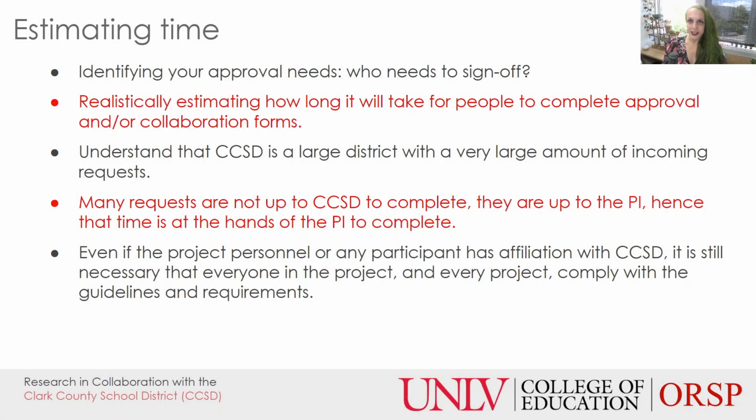These are a few tips that can help us estimate how much time it will take for us to complete the entirety of the process. A first point is to identify our approval needs, meaning who needs to sign off on our project. To do that, it's important to understand in our design how many sites are we going to be present in, how many collaborators do we have, how many students, do we need parents, everything that might be part of our design that might involve some form of approval prior to CCSD completing the review.